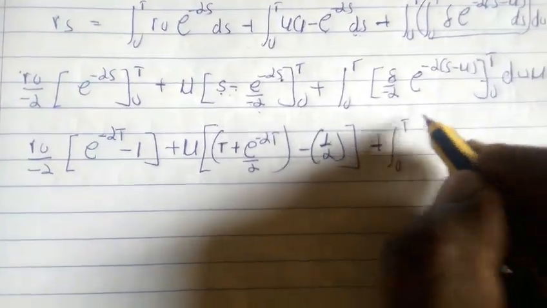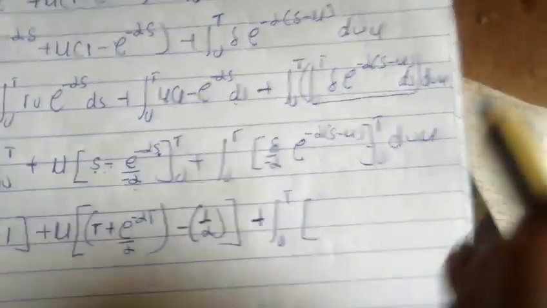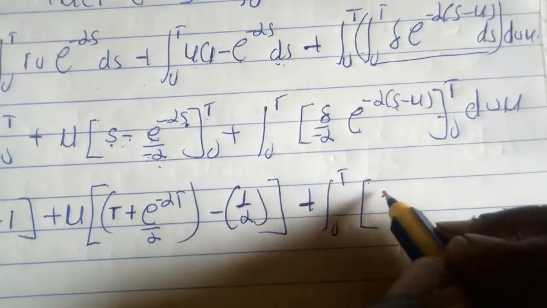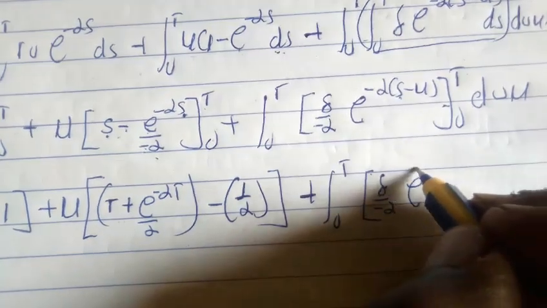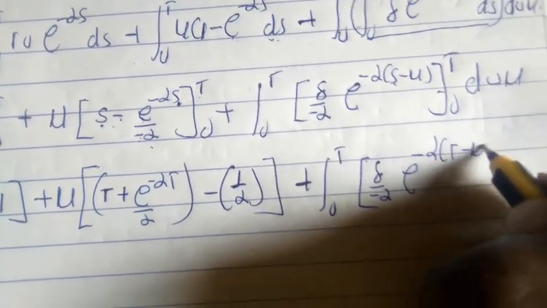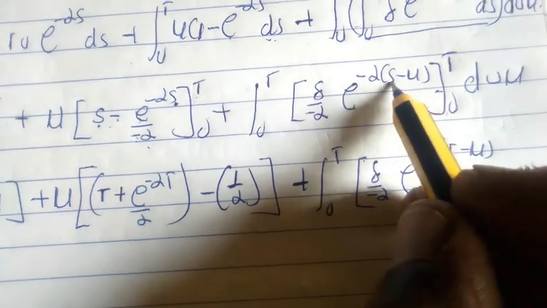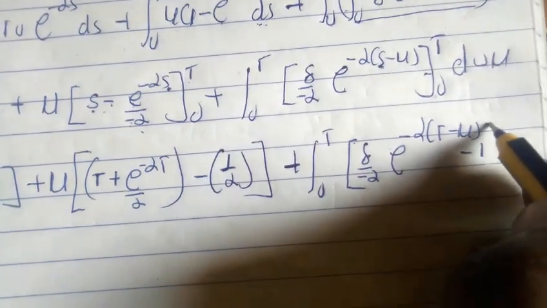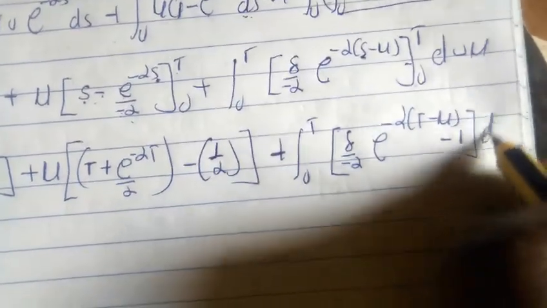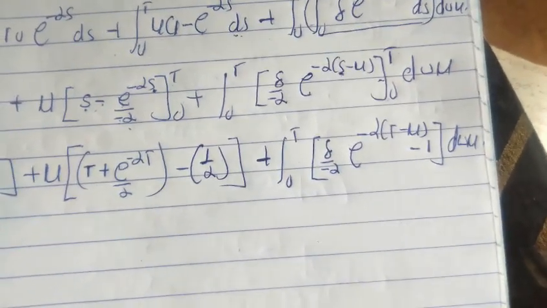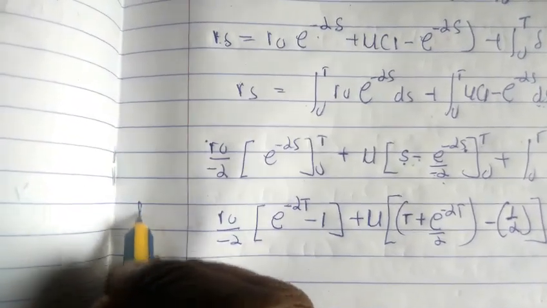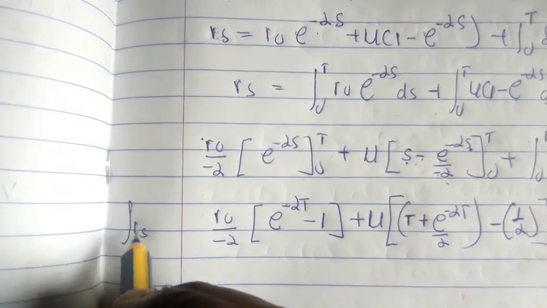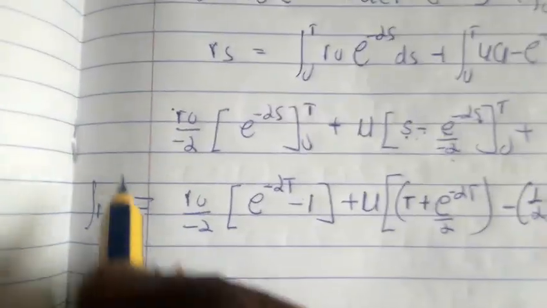Plus integrate from 0 to t. When we substitute this one with t, we are going to get exponential over negative alpha, then exponential raised to alpha t minus mu minus, this one is substituted with 0, we get 1 minus 1 dW mu. So that means we have integrate r_s ds from 0 to t. This is our solution.